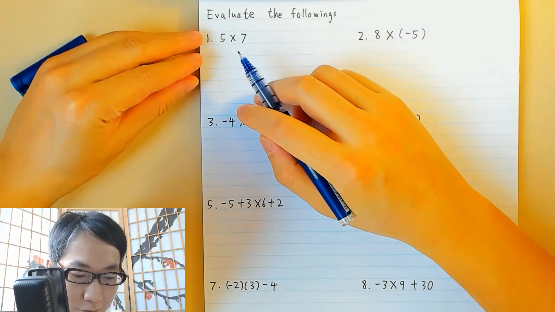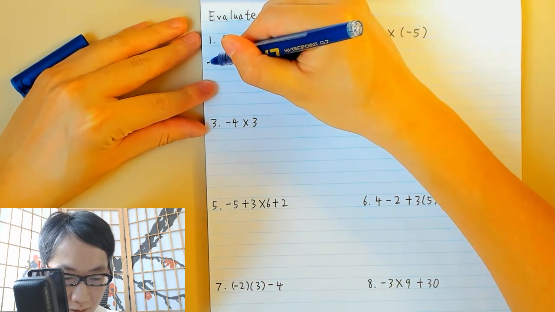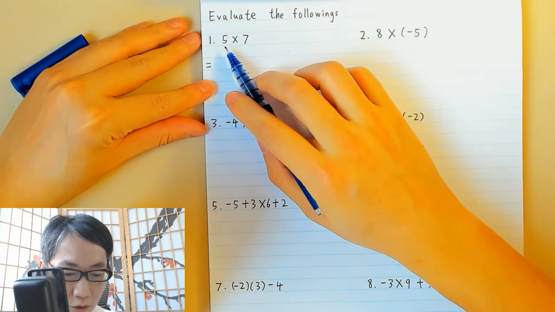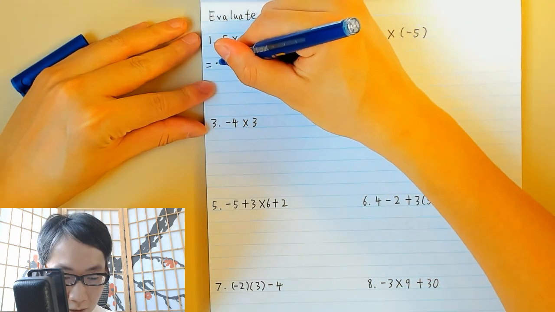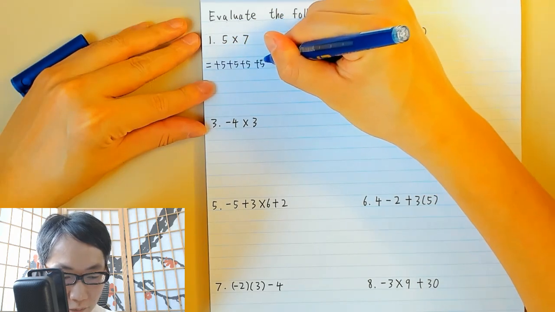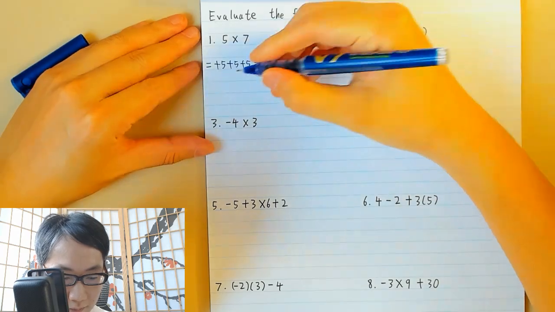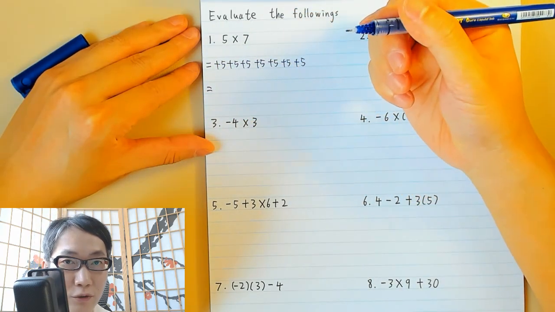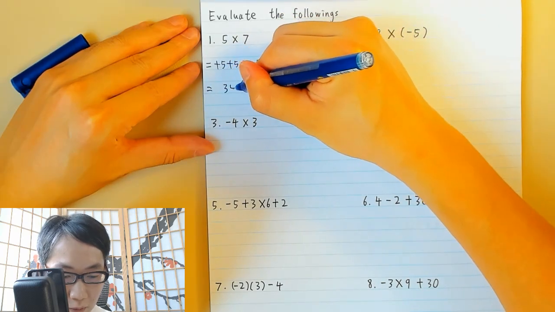So positive 5 multiplied by positive 7. This is telling us to execute the term positive 5 by 7 times. So 1, 2, 3, 4, 5, 6, 7. Okay, and if you know the multiplication table, you already know this is positive 35.